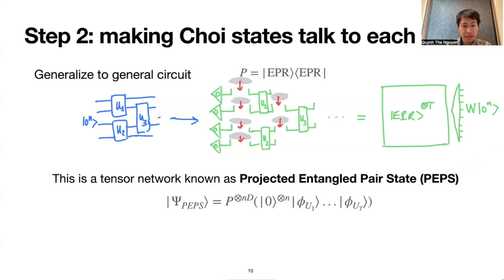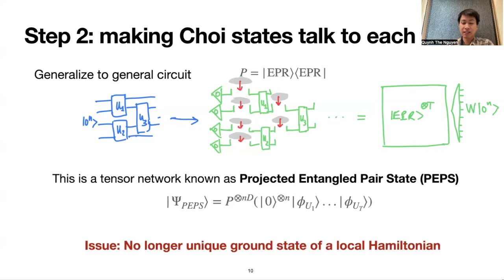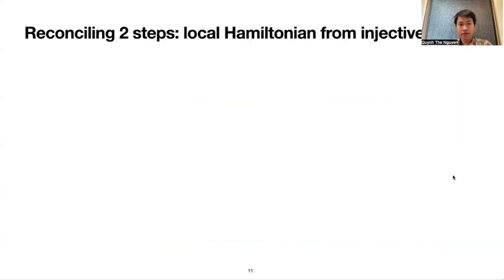So this is a tensor network known as PEPS. And now we do have the computation output in this state. The issue is that this PEPS state is no longer the unique ground state of a local Hamiltonian. So step 3 is to reconcile the first 2 steps.